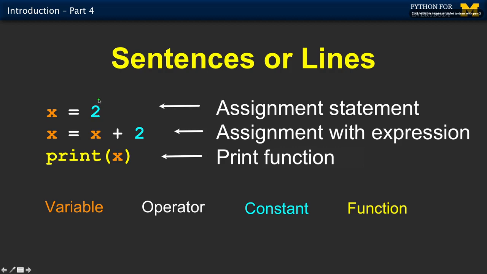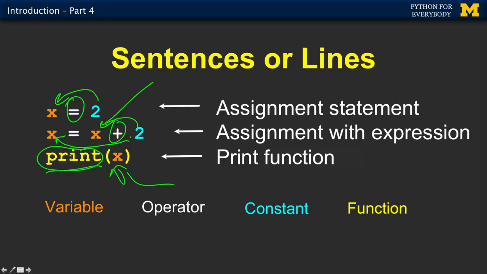We have another assignment statement that's sticking the number 2 into the variable x, retrieving that 2 back in, adding 2 to it, and sticking that sum back into x. Print is a function, and there is a parameter x, and that's going to cause 4 to be printed out. So we're using operators. This plus is what's called an operator. The equal sign is what's called an operator. This print is actually a function. This is a parameter being passed into the function.